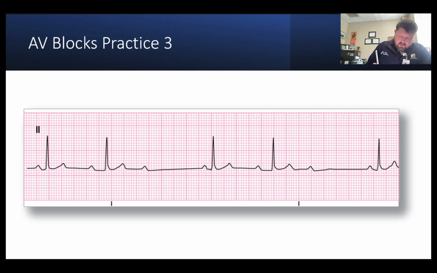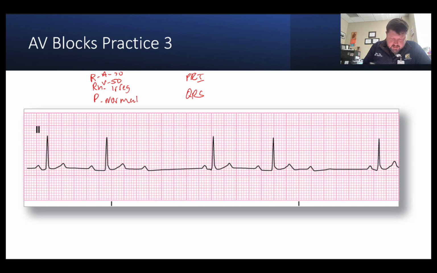So let's just go through the rules. So I've got my rate, my rhythm, my P wave, my PRI, and my QRS. So my atrial rate is 70, but my ventricular rate is 50. So that tells me there's something going on here. My rhythm, it is irregular. Look at my P waves. They look sinus in nature, so they're normal looking.